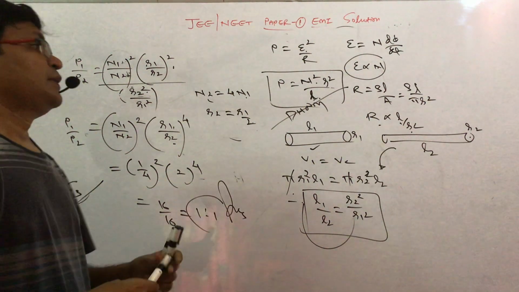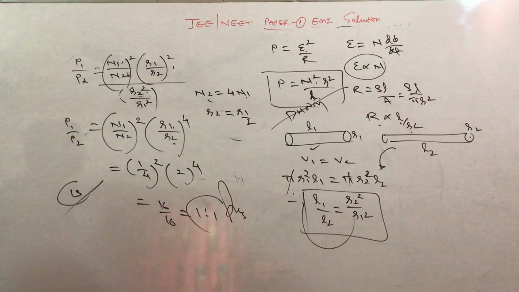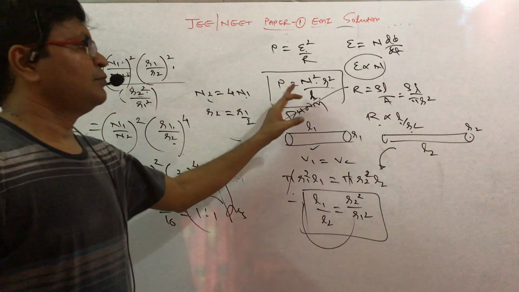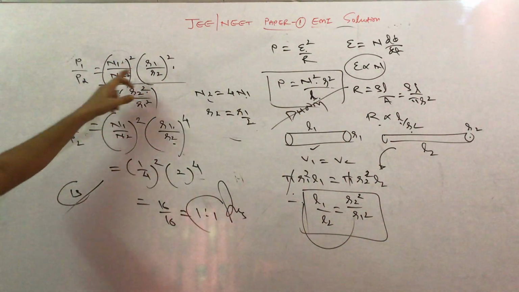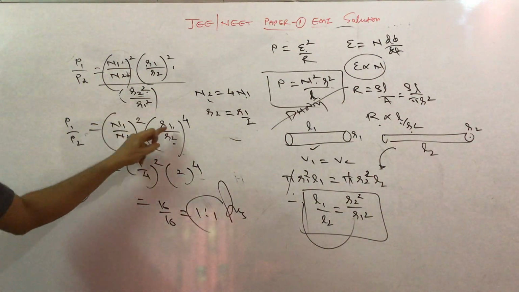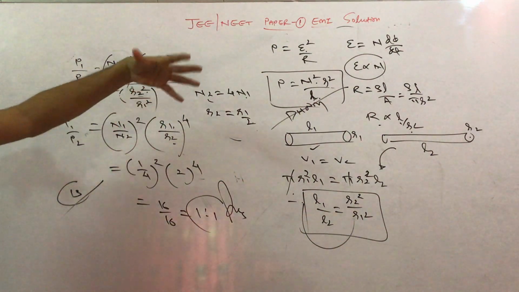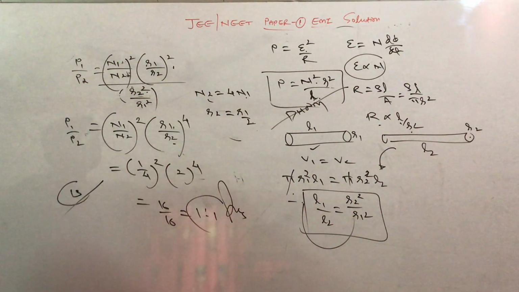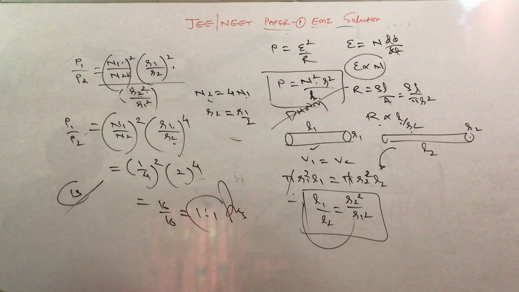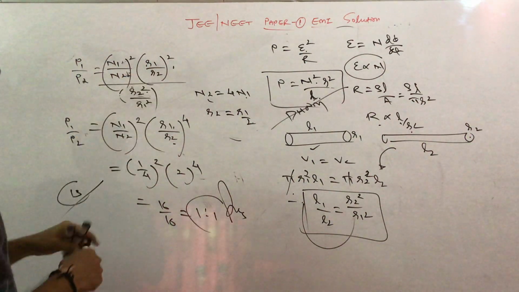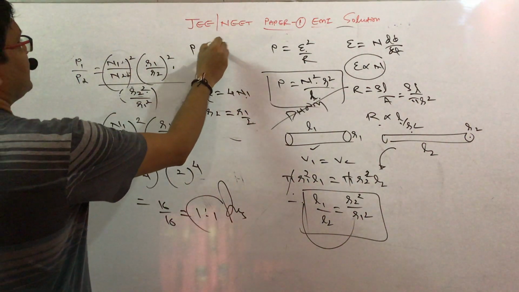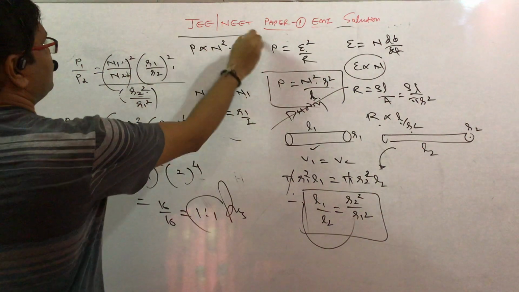And the shortcut is this: whenever you have number of turns, because of this reason you can see that whenever the wire is stretched in this situation, power is directly proportional to n square into r to the power 4. Remember this shortcut.